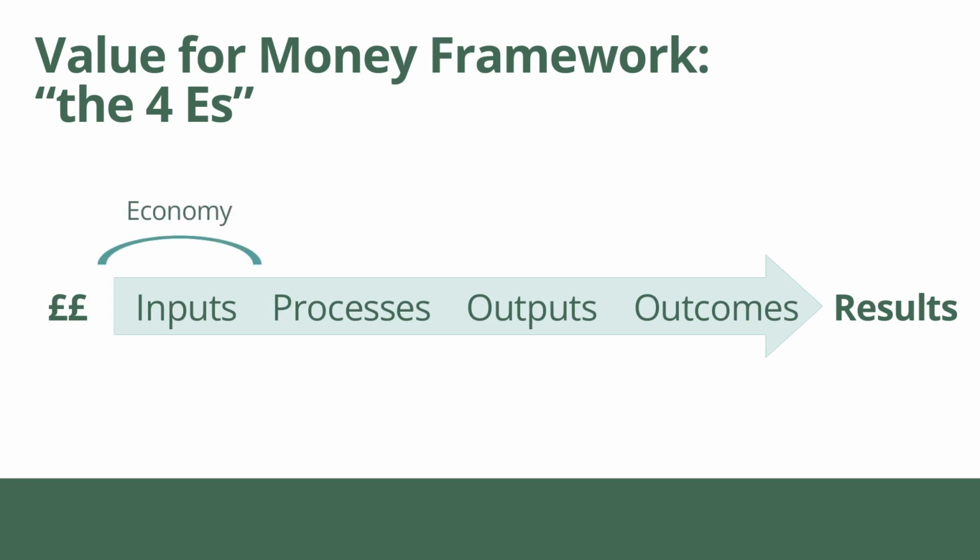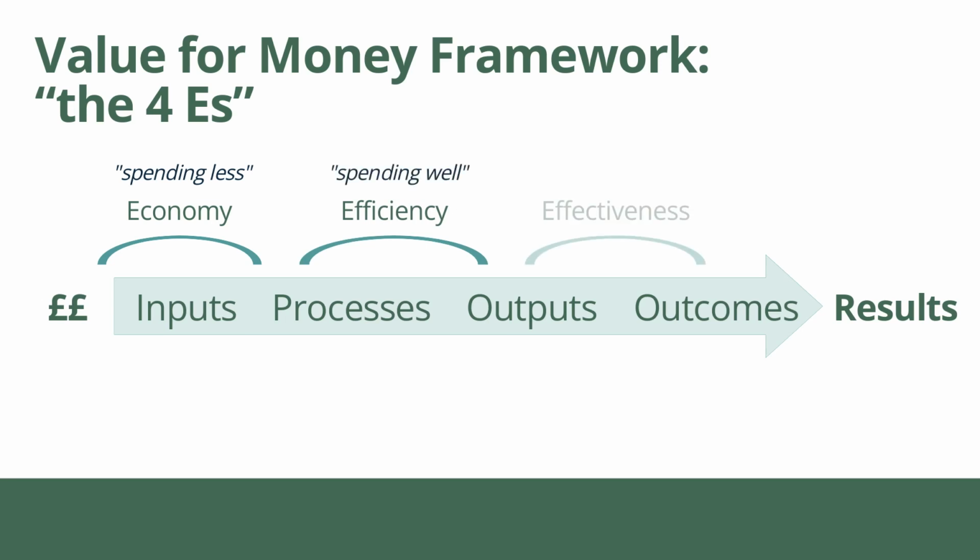Economy is a measure of value for money at the input stage of the results chain. Can we spend less? Efficiency is a measure of value for money at the output stage. Can we spend well? Effectiveness is a measure of value for money at the outcome stage.